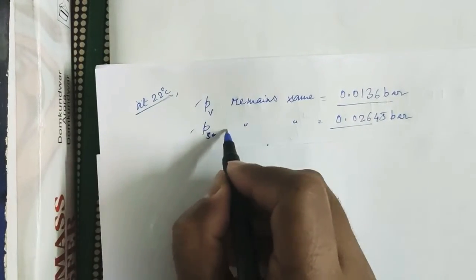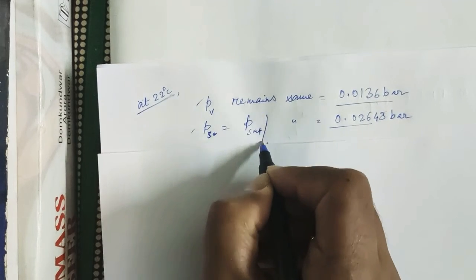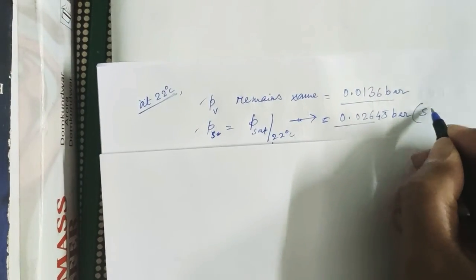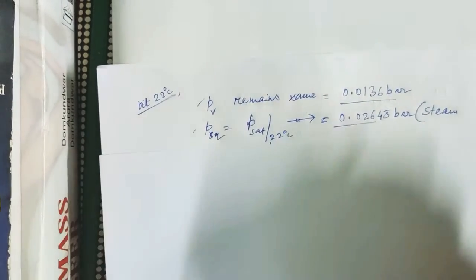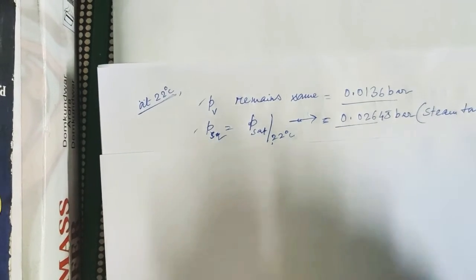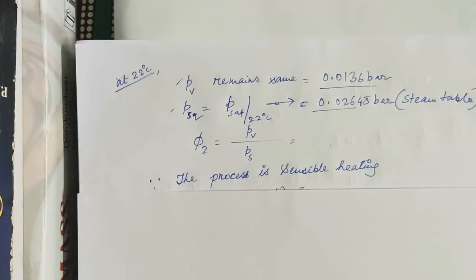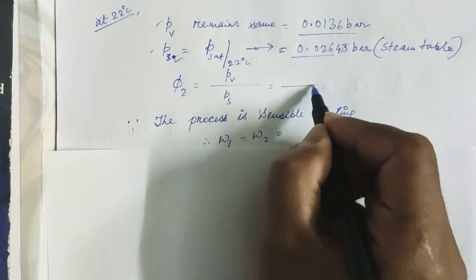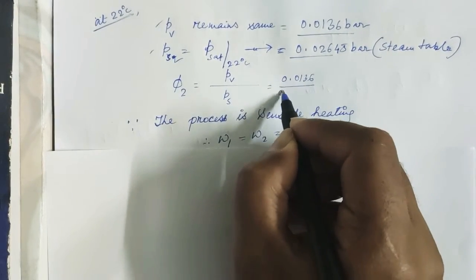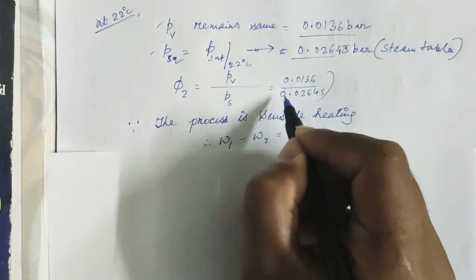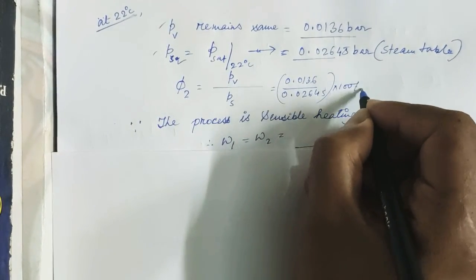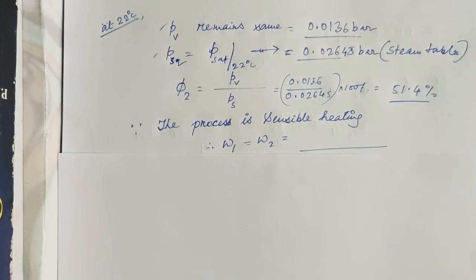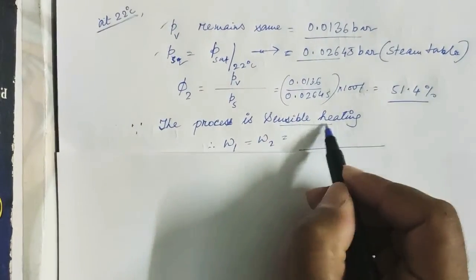Sorry, PV will remain the same. PS is equal to P saturation corresponding to 22 degrees centigrade. This one is again obtained from steam table. So with the help of these two values, you have to calculate the value of phi 2, that is the final relative humidity: 0.0136 divided by 0.02645 into 100%, that will give you 51.4% final relative humidity.